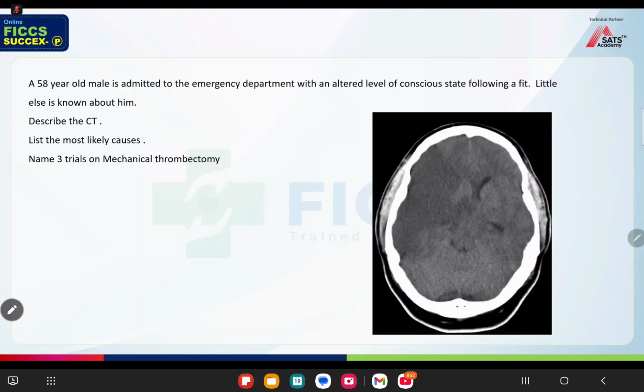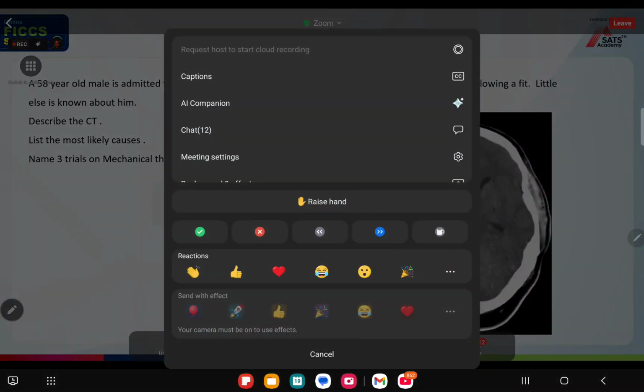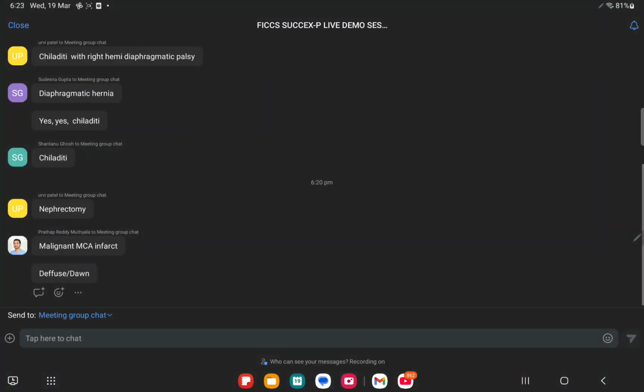Okay. 3 trials on mechanical thrombectomy. DAWN trial, DESTINY, DEFUSE, HAMLET. All 3 trials showed mortality benefit with mechanical thrombectomy. Sorry, for mechanical thrombectomy, DAWN and DEFUSE. And one more was there, MR CLEAN trial. Yes, REVASCAT trial is also there. Yes. Okay.